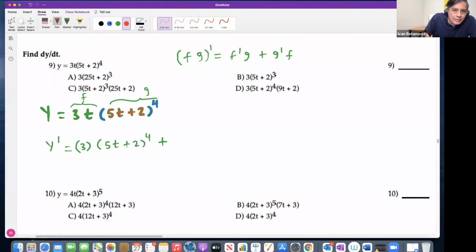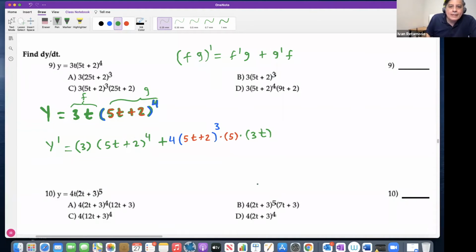Start with the derivative of the outside function. That's going to be 4 times something raised to 1 less, the 3rd power, but that something is the inside function, right? Remember, we leave the inside function alone, times the derivative of this inside function. The derivative of 5t is 5, the derivative of 2 is 0, so just 5, right? Now, that is just the derivative of the composite function, but remember, we have to multiply this by the other function as it is, the 3t.